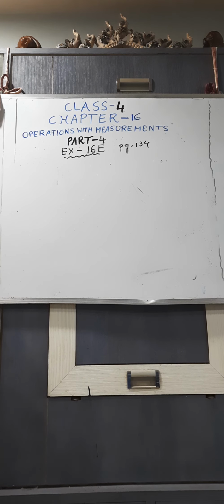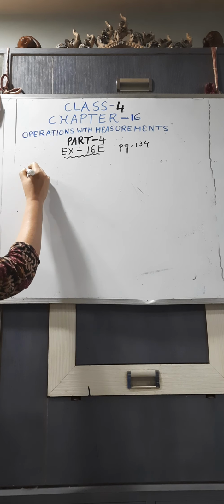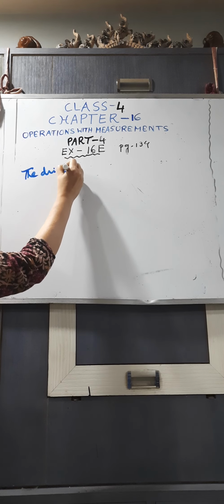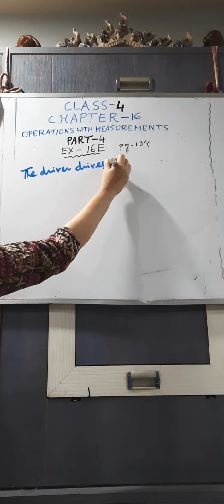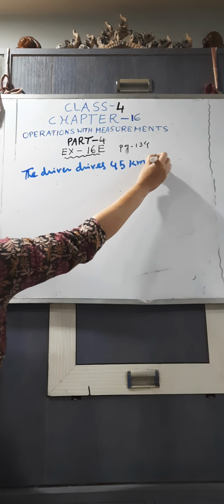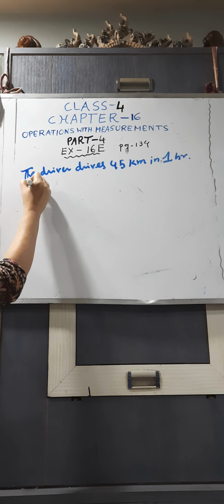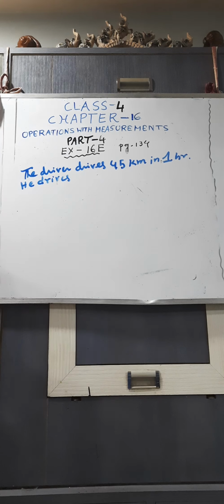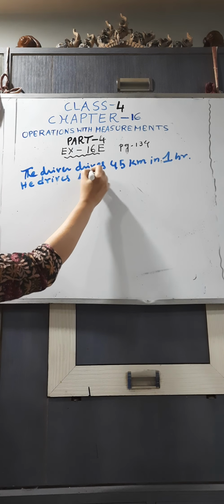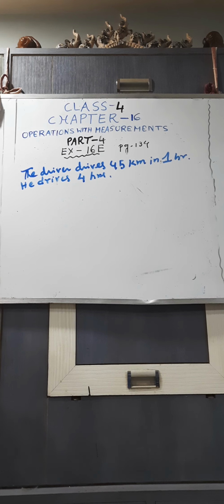So, the driver drives from Kapasdi at a speed of 45 km in 1 hour. Clear? He has driven 4 hours already. After 4 hours, he is still 25 km away from Kumharpur. So, what you have to do?